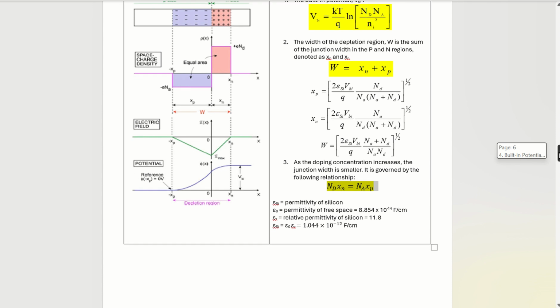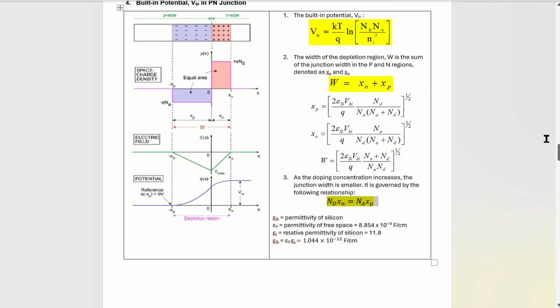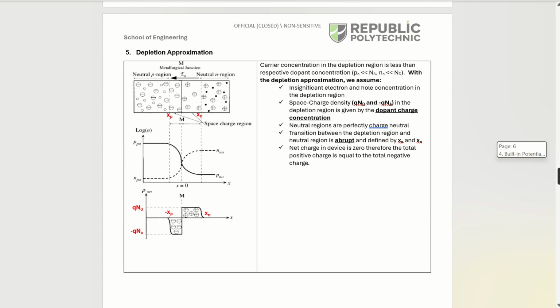Now the next thing is, how do we get these equations? These equations are obtained by using some assumptions, and that assumption is the depletion approximation. You can read through this to understand what assumptions we made.